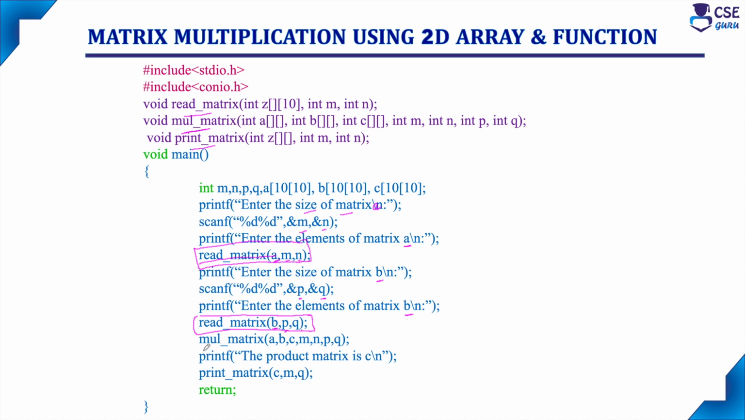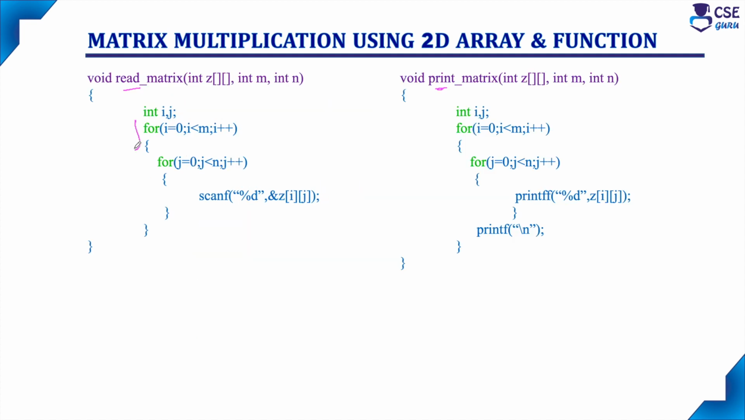Next, we need to call the multiplication matrix. Now we have the input values of matrix A as well as matrix B. Next, we need to implement the multiplication matrix. After multiplying, the resultant product matrix needs to be displayed on the output screen. To display the product matrix, we use the user-defined function print matrix. So these are all the user-defined functions we have used in matrix multiplication.